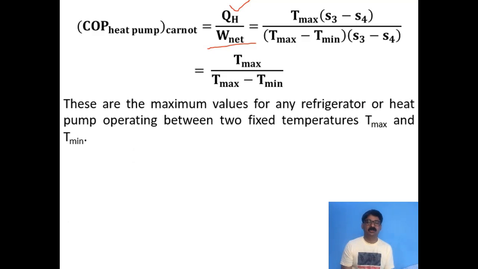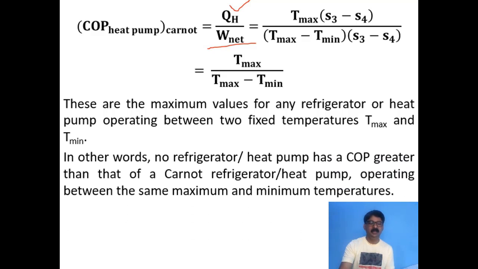These are the maximum values for any refrigerator or heat pump operating between two fixed temperatures T max and T min. In other words, no refrigerator or heat pump can have a COP greater than that of the Carnot refrigerator or heat pump while operating between the same maximum and minimum temperatures. So if you fix T max and T min, the Carnot COP of a refrigerator and heat pump based on the temperature will always be greater, right? So no refrigerator can have a COP of more than this when operating between two fixed temperatures.